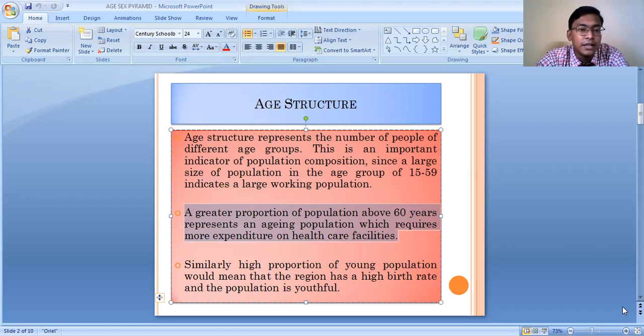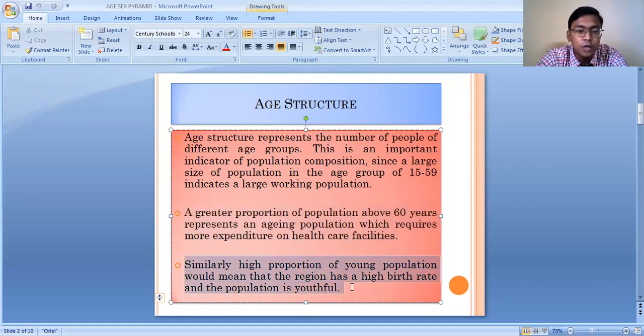There will be more expenditure on the part of the government, because if more people become old, the government has to provide them health facilities and all. So more expenditure will be there on healthcare facilities, because the people below the age group of 60 years do not fall ill so much as compared to the people belonging to the age group of 60 years and above.